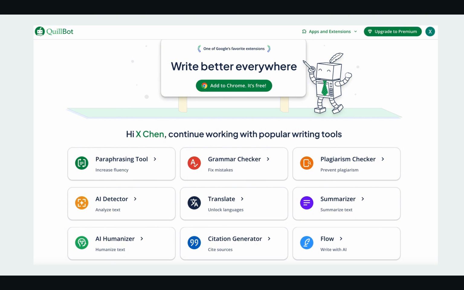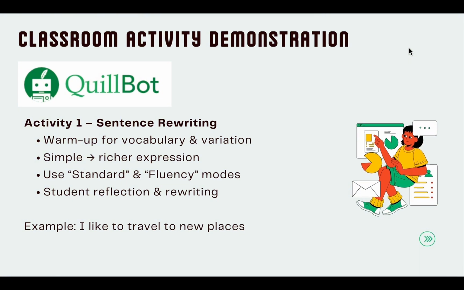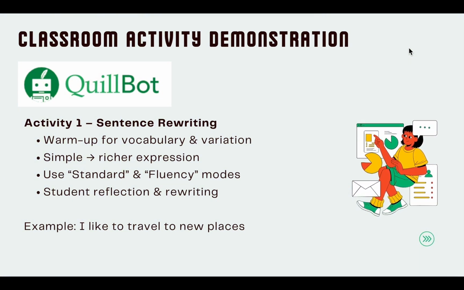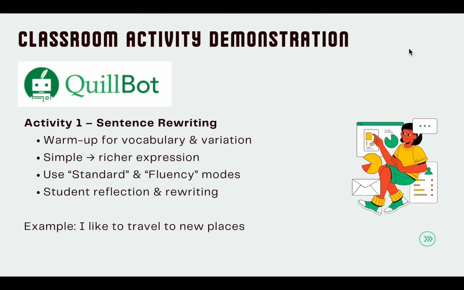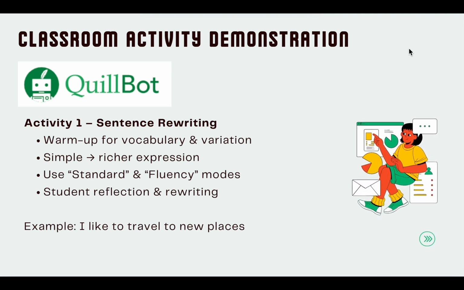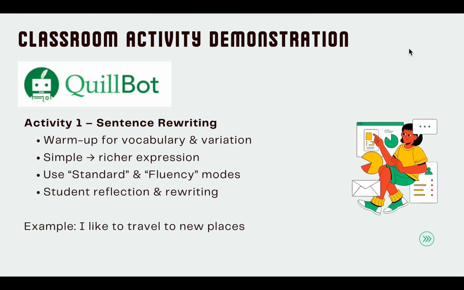Instead of just correcting mistakes, it actually shows alternative ways to express the same idea, which is great for learning vocabulary, sentence structure, and tone. Now let's begin with the first activity, sentence rewriting. This is a great warm-up activity that helps students focus on vocabulary and sentence variation. It can be used after reading or as part of writing practice.